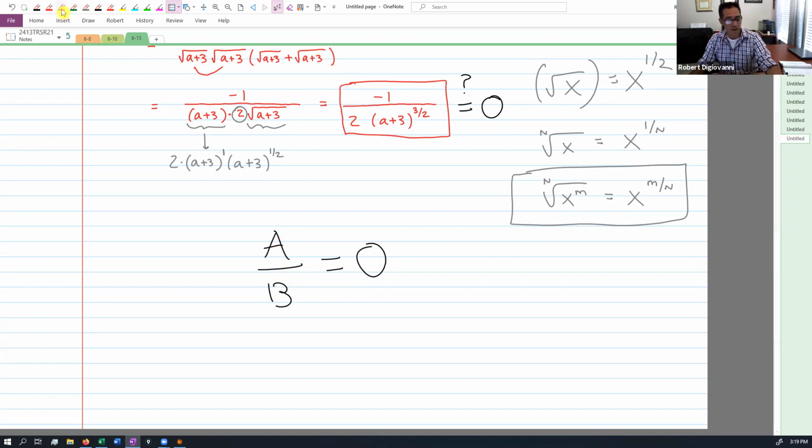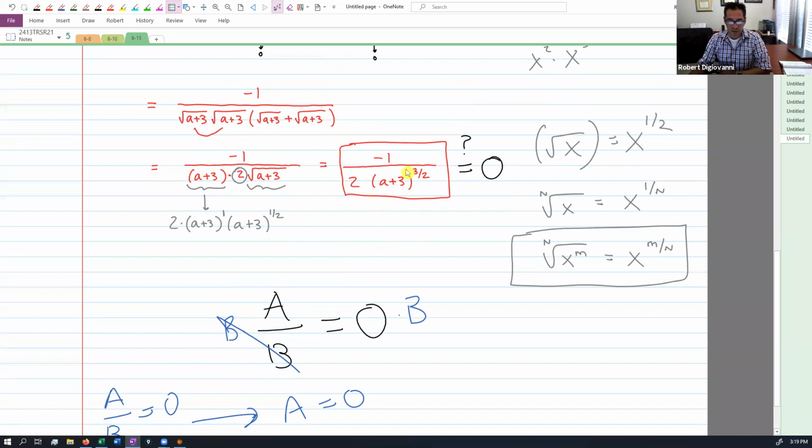And if you don't believe that, let me just convince you by multiplying both sides by b. If I multiply both sides by b, I get a is 0. So to solve the equation a over b equals 0, all you really have to do is solve the equation a equals 0. So when I look at this, this is a fraction, isn't it?